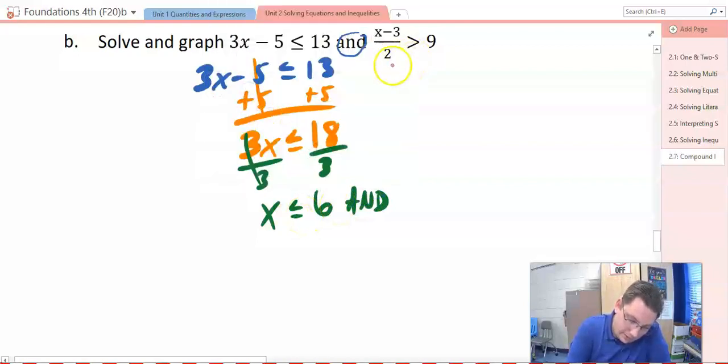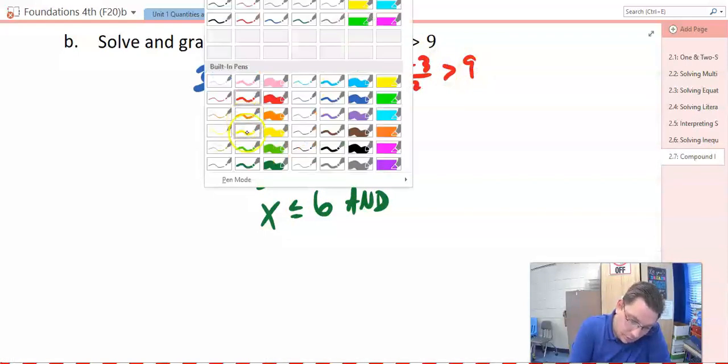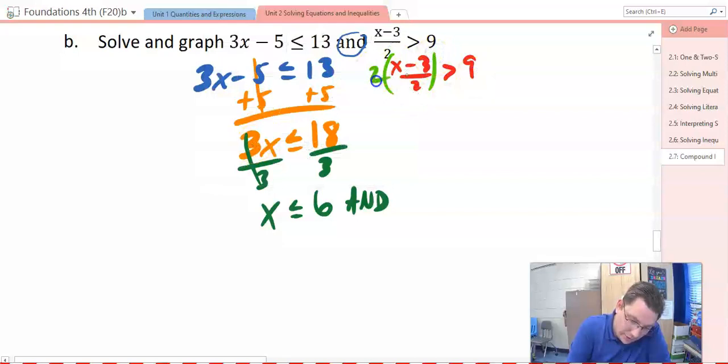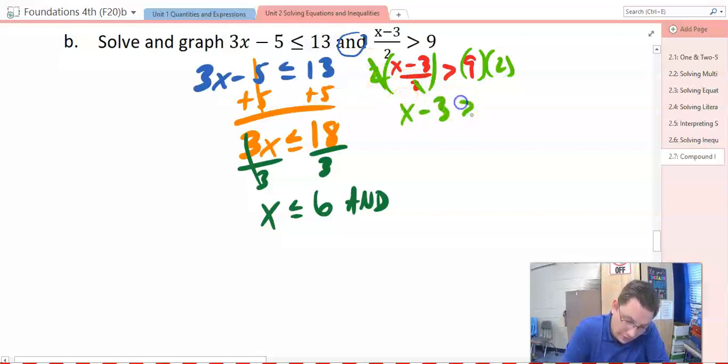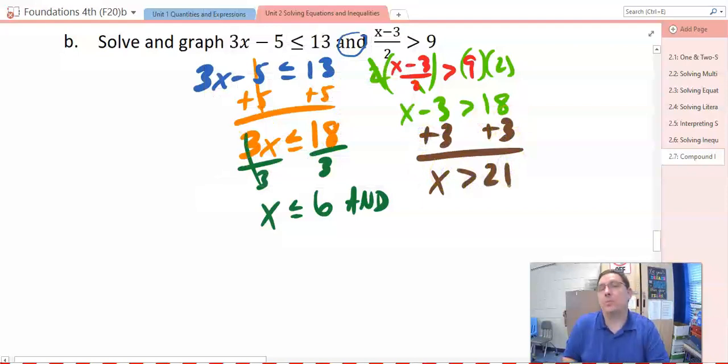And when we look at the second piece here, (x minus 3)/2 is greater than 9. We're going to multiply both sides by 2 first. Because remember, if I've got that fraction, I've got to get rid of the denominator first before I can get rid of everything else in the numerator. So the 2 and the 2 will cancel. x minus 3 is greater than 18. We'll add 3 to both sides, plus 3 and plus 3. So x is greater than 21. So there's my two statements. Okay, so x is less than or equal to 6, and x is greater than 21.